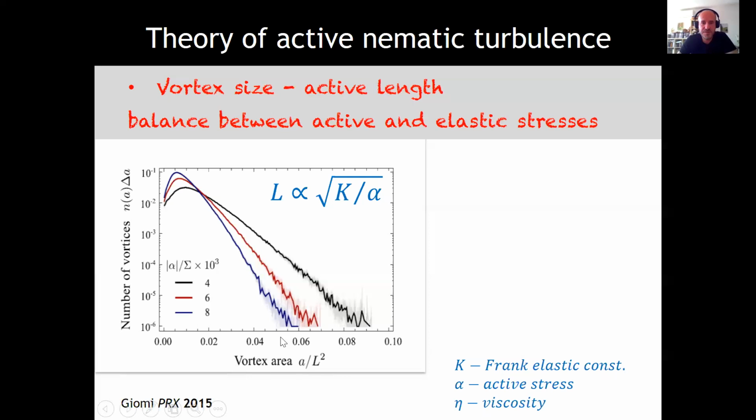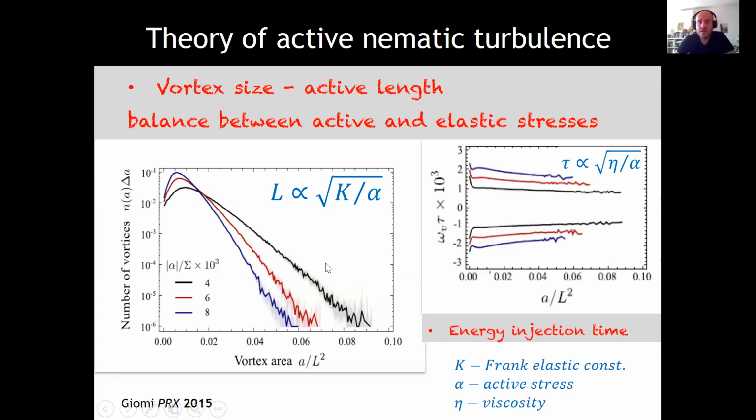And the scaling law that he found is that the vortex size is defined by two quantities. One is the elasticity, the Frank constant elasticity, which is known in liquid crystals, right? And the other is the activity. This is what sets the length. So the length is the balance between the active and the elastic stresses in the system. And this is the other outcome.